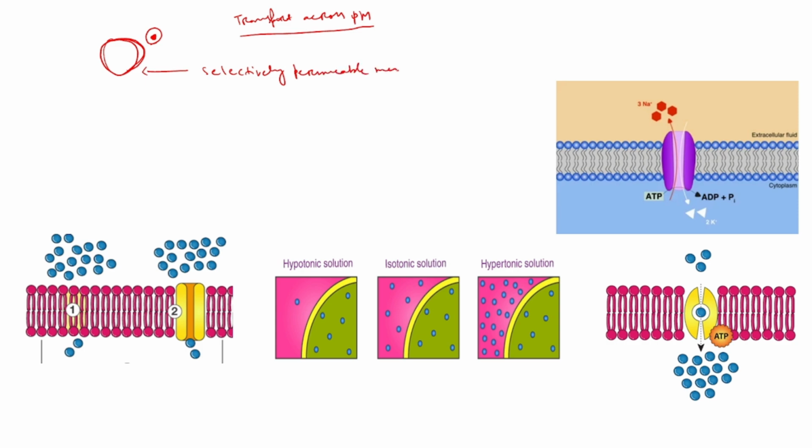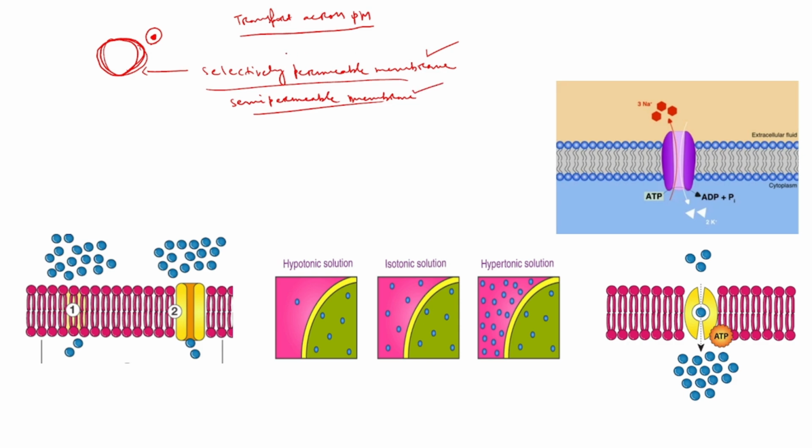The plasma membrane is also called the semi-permeable membrane. That means this plasma membrane structure doesn't allow all the molecules. It selectively allows some molecules. That's why it is called the selectively permeable membrane or the semi-permeable membrane.